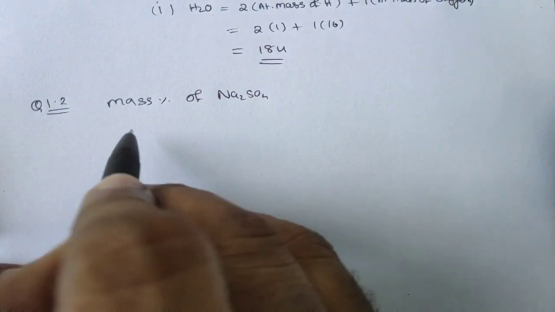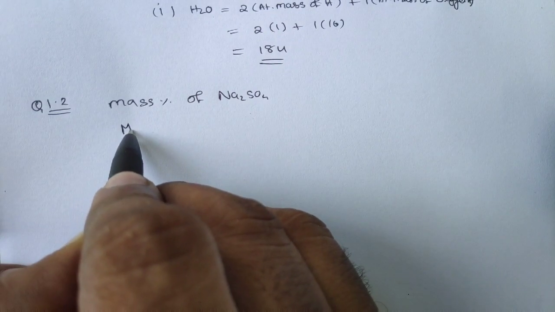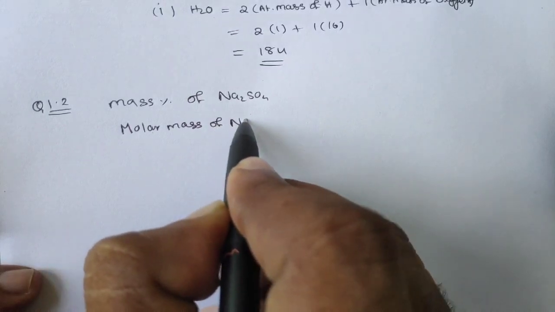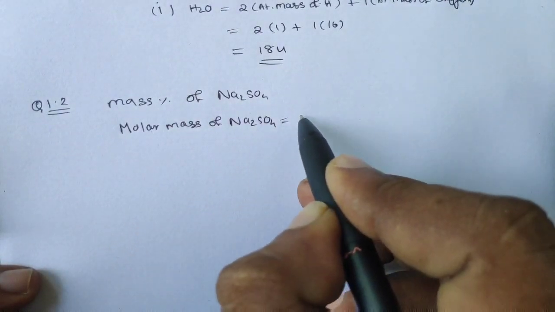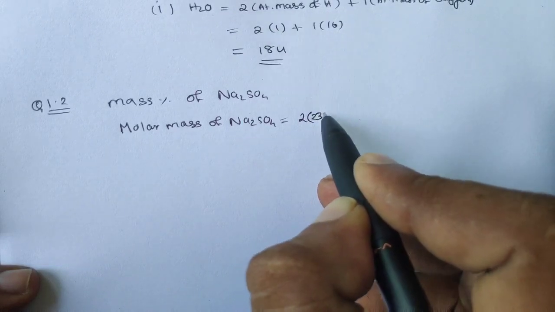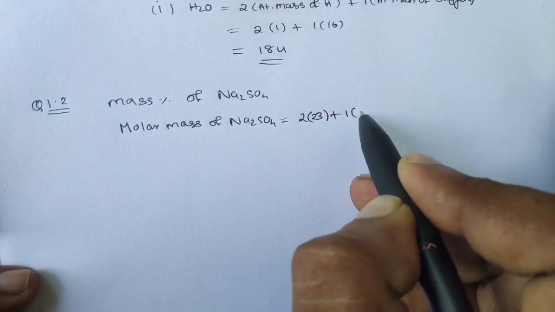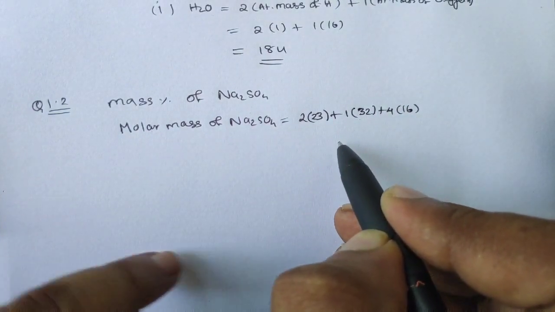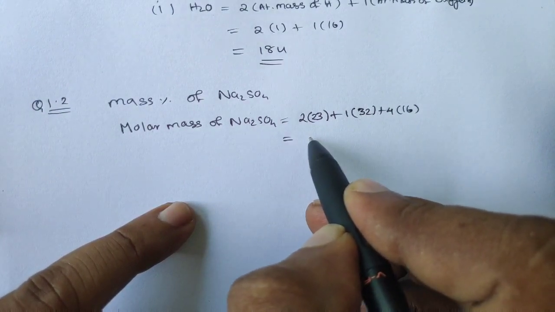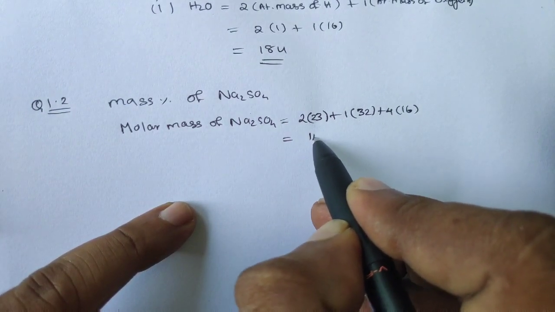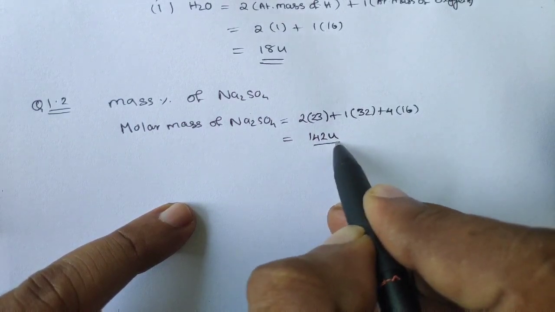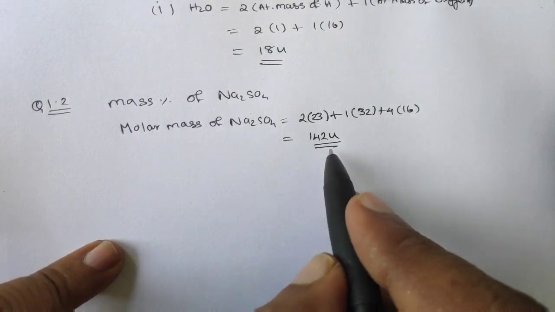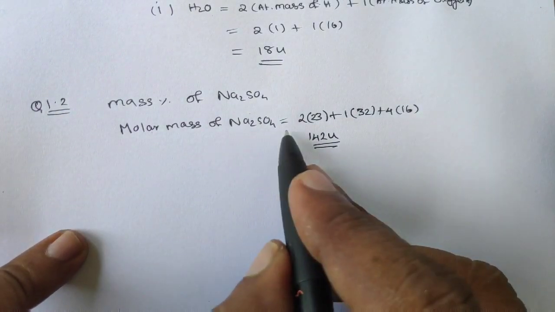Understood? So first of all, in the beginning you have to calculate the molar mass. The molar mass of Na2SO4 will be equal to 2 into sodium, atomic mass 23, plus 1 into sulfur, that is 32, plus 4 into 16 of oxygen, right? So if you count, it will be approximately 142 u. Understood? This is the molar mass we get. Okay, this is 142 that we got for Na2SO4.